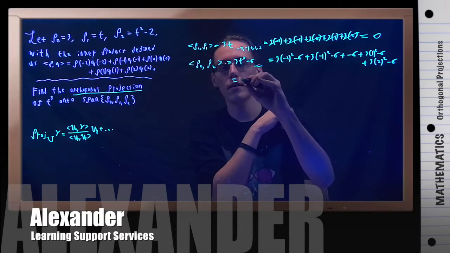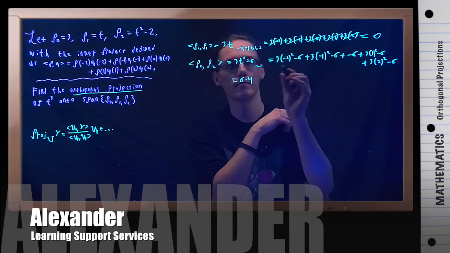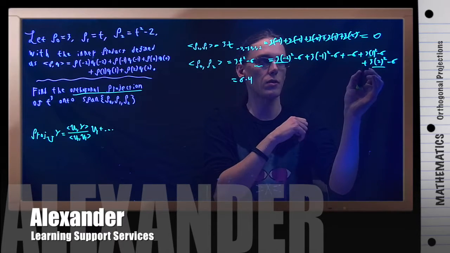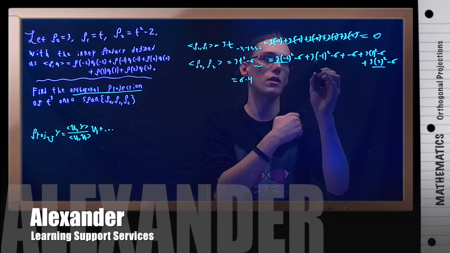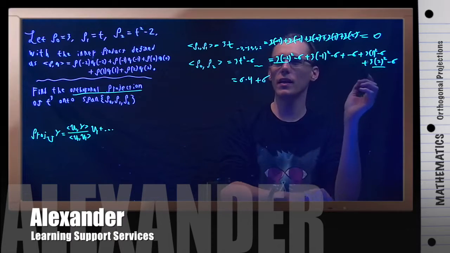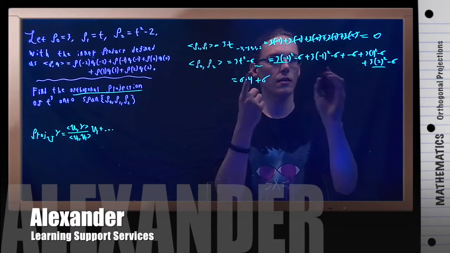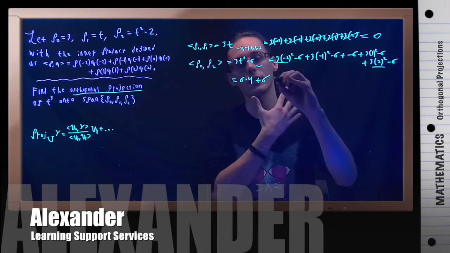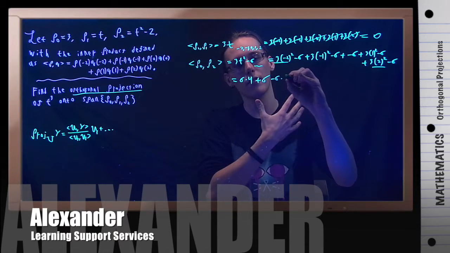So these guys together is 6 times 4. This is 3 times negative 1. This is 3 times 1. Well, in those cases, we just get 3. So that's 3 plus 3 is 6. And now look at how many negative 6s I have. Negative 6, negative 6, negative 6, negative 6, negative 6. I have 5 negative 6s. So this is negative 6 times 5.